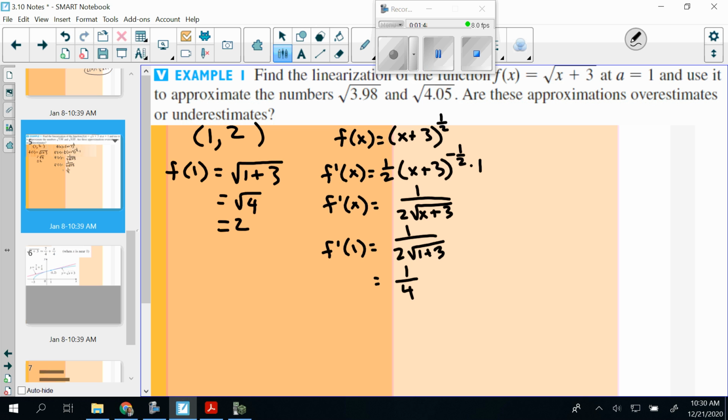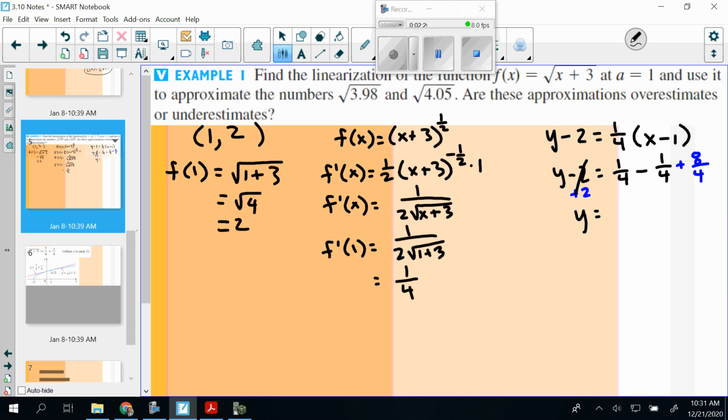So now our linearization function would be y minus 2 equals our slope, 1/4, times x minus 1. To simplify that, we can distribute there. Now add 2 to the other side. When I add 2 here, I'm going to add that as 8 over 4, so I can combine it with the negative 1/4 there, because 8 over 4 is the same as 2. So now we get that y equals 1/4 x plus 7/4. So that's our linearization function.